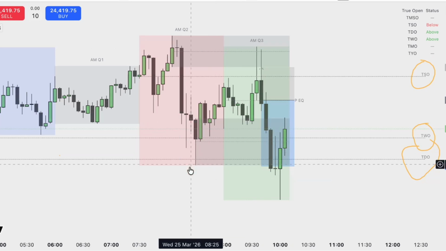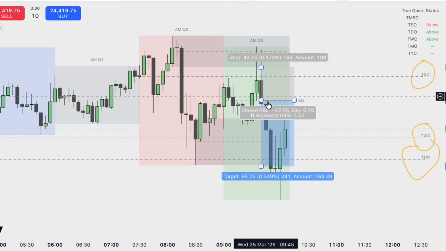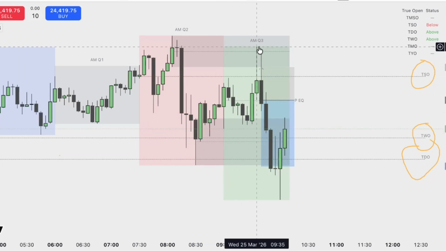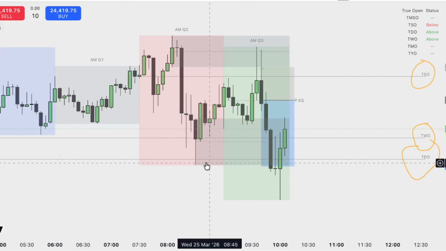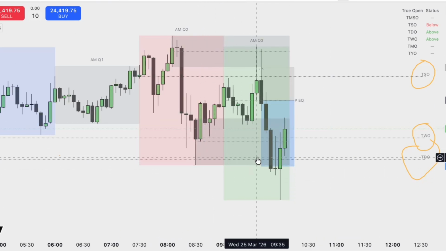The main concept is, as long as we are inside this range, you gotta treat it as a range. So if we go on one side and we don't break, it means we are going to the other side of the range. So equilibrium first, and then potentially the low of this previous 90 minutes range.